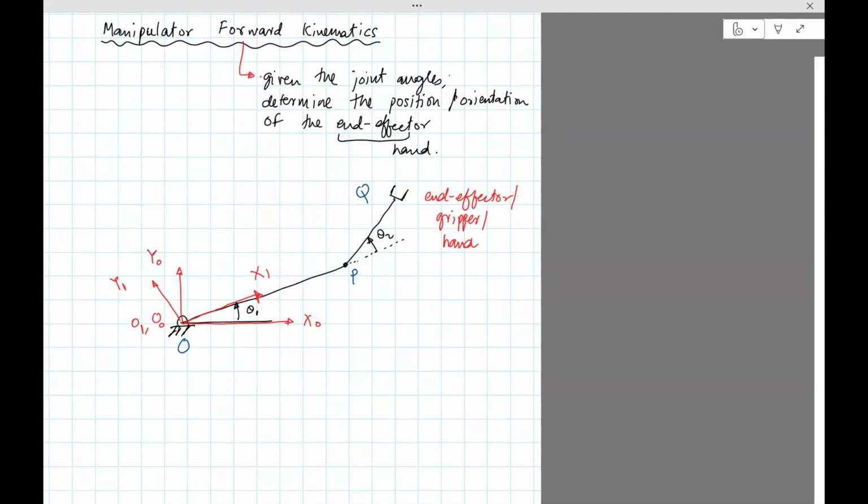So we'll also put a frame right here. This is X2, Y2, and this is O2. Again, you'll see that frame 2 is actually not at O, but it is translated and rotated. And of course, it's going to change as theta 2 and theta 1 change.